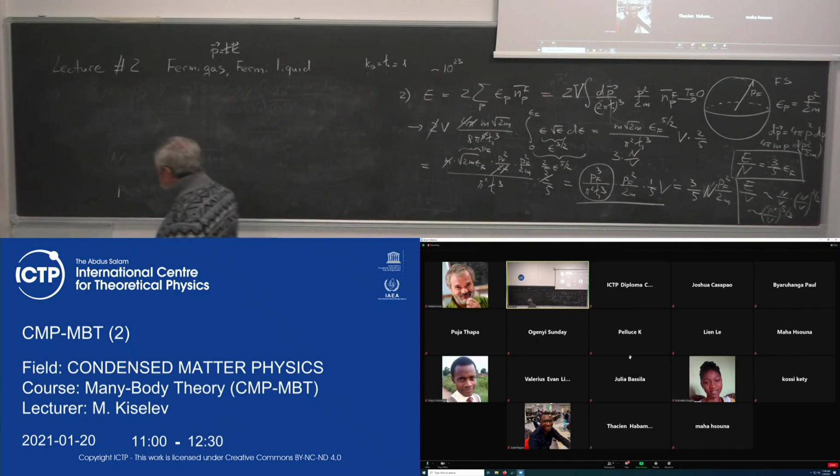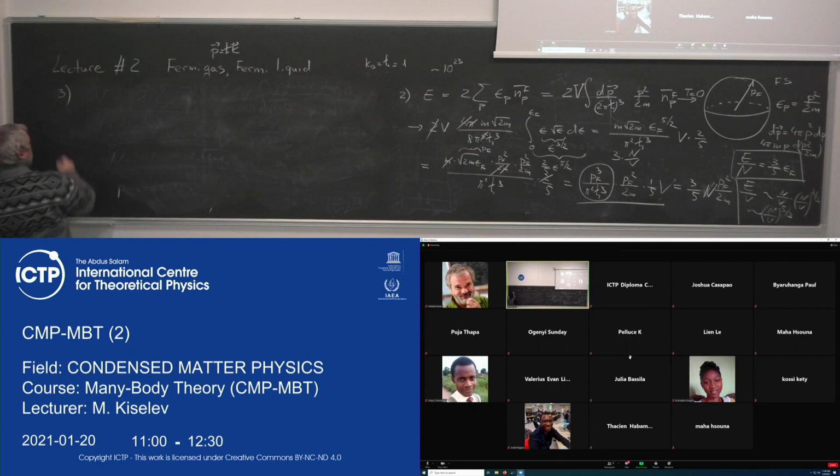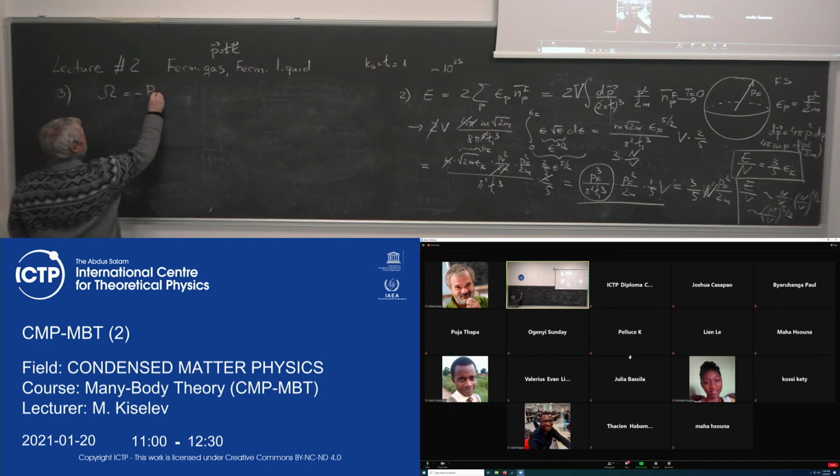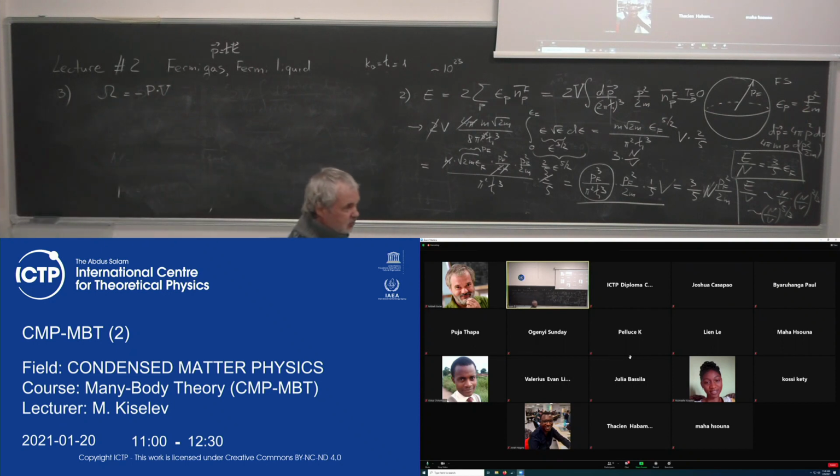So, equation of state. Thermodynamic potential omega is equal to minus pressure times volume. So I would like to get an equation similar to the equation of Mendeleev and Clapeyron, which you discussed in statistical mechanics, where in the left-hand side you will get pressure times volume, and in the right-hand side you will get energy. So this is what I'm going to derive.